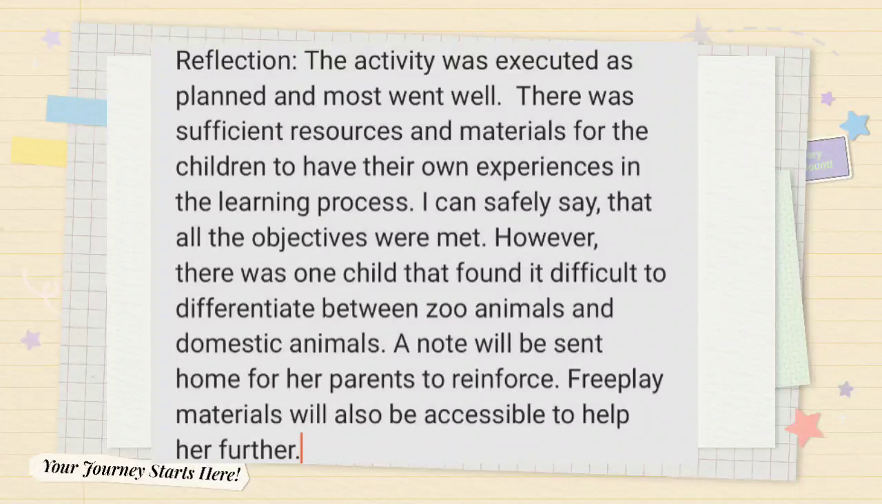However, there was one child that found it difficult to differentiate between zoo animals and the domestic animals. A note will be sent home for her parents to reinforce. Free play materials will also be accessible to help her further. Now, the free play materials has to be something like puzzles of zoo animals or anything that will reinforce the concept that was taught.